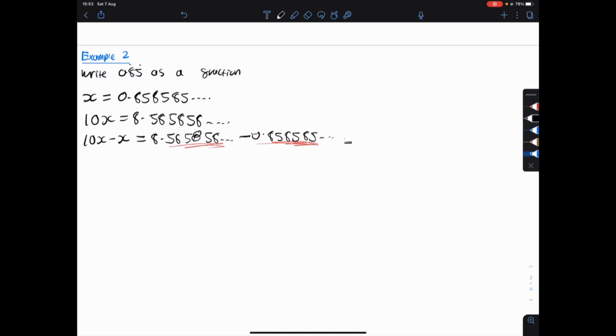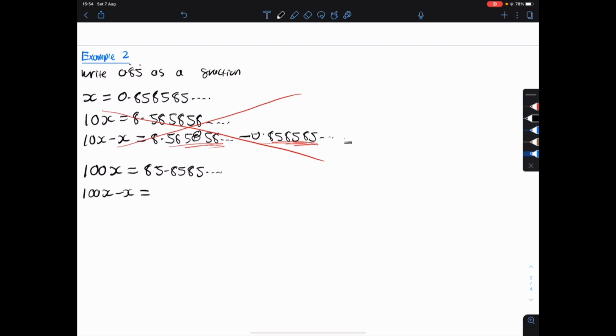What we actually need to do in this case is times x by 100. So we know that this won't work. So if we times x by 100, we'll get 100x equals 85.8585 reoccurring. Now, if we minus x from both sides of this equation, we'll get 100x take x on the left hand side, and on the right hand side we'll get 85.8585 reoccurring minus 0.8585 from our equation here.